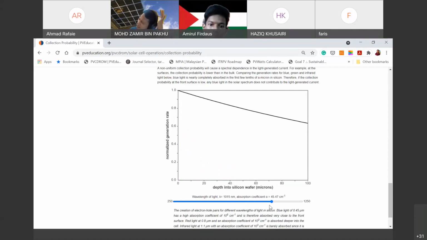Remember, what is the bandgap of silicon, and what is the corresponding wavelength of that bandgap? Anyone? The bandgap of silicon is 1.12, right? 1.12 eV. And then what is the corresponding wavelength of that bandgap, if you convert the energy into wavelength?